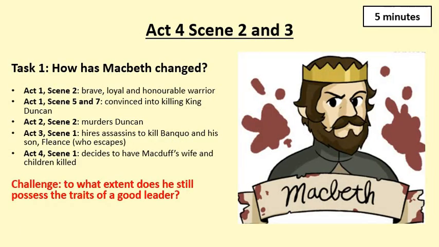Now, the first thing I'd like us to consider is how much Macbeth has changed during the course of the play. He's gone from being this revered war hero in Act 1, Scene 2 to this murderous tyrant by Act 4, Scene 1, which is when he decides to have Macduff's wife and children killed. For no real reason other than to spite Macduff. Macduff isn't with them, he knows that to be true, but he still decides to kill them out of spite.